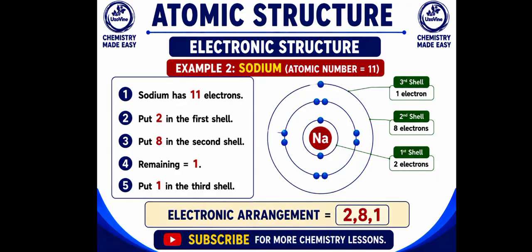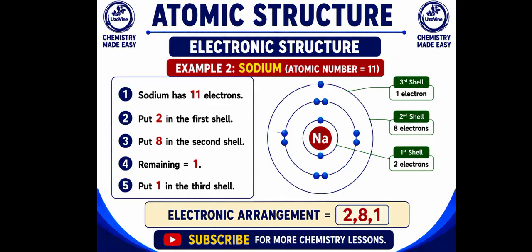And let's look at the second example. Sodium. Like I said, sodium has 11 electrons. Now the electronic arrangement is 2, 8, 1, meaning the first shell immediately after the nucleus has 2 maximum electrons. The second shell already has 8 maximum electrons, so the one that is remaining is going to be in the third shell. So this is the electronic arrangement 2, 8, 1.